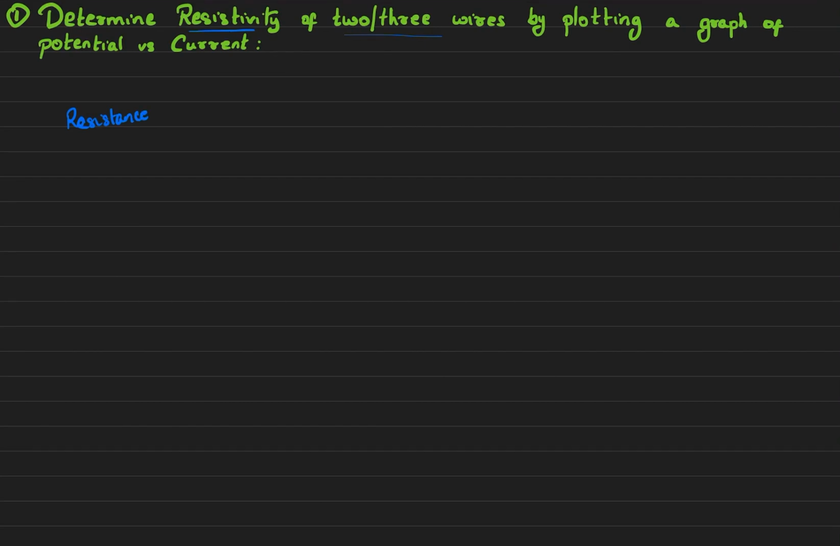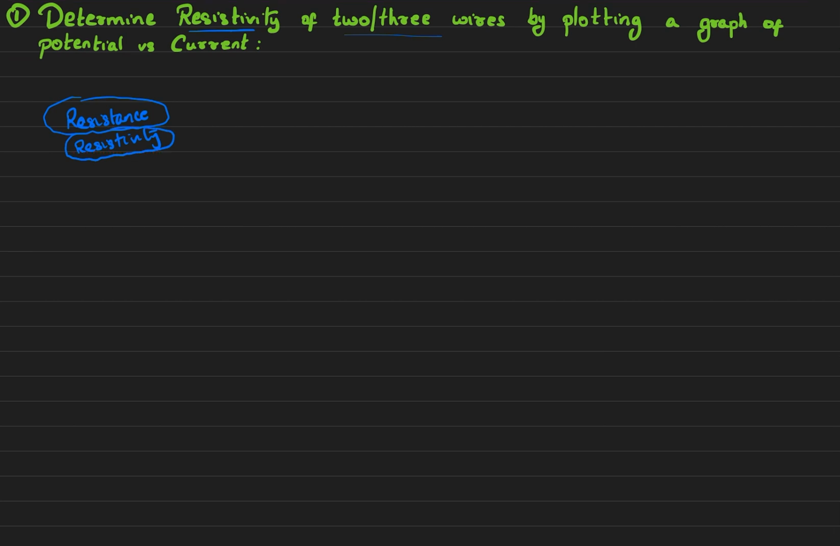In Viva, this question can definitely be asked. What is the difference between resistivity and resistance? Resistance is how much a wire opposes the current. Opposing the flow of current is called resistance. Resistance is the opposition of any wire to the flow of current, whereas resistivity depends on the material.